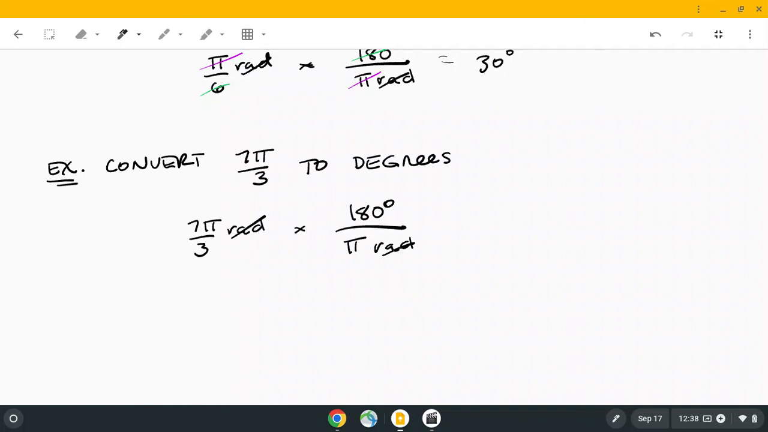Again, the pi's cancel out. And then 3 and 180 will cross cancel. 3 goes here once. 3 goes here 60 times. And then if I multiply that out, I get 420.